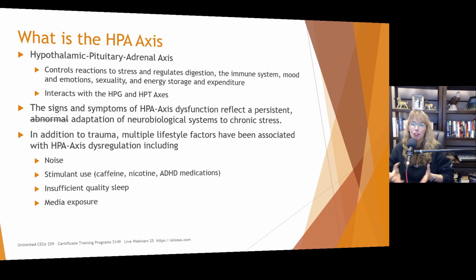The signs and symptoms of HPA-Axis dysfunction reflect a persistent adaptation of the neurobiological systems to chronic stress. So when somebody is under chronic stress, the system adjusts in order to protect the individual, in order to help us survive, which is why I crossed out the word abnormal. Because yes, it is not the healthy state of being, but it is actually a very functional adaptation, because the tissues and the nerves become less sensitive. For example, they start to ignore cortisol.